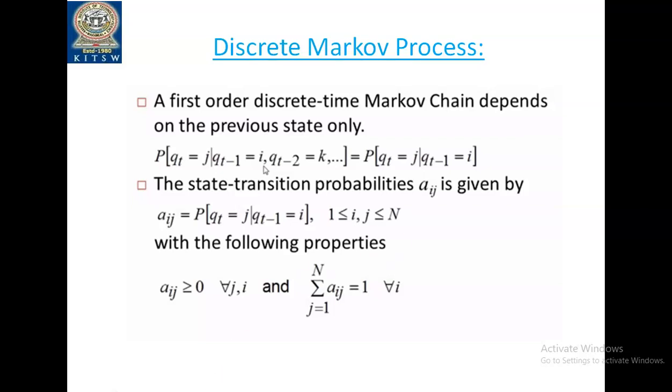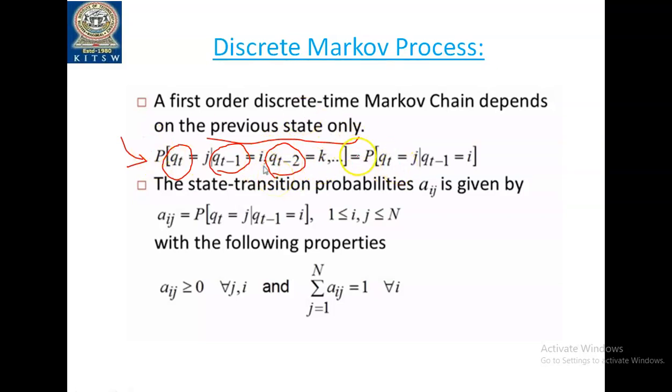This point is very important for us, because when you see the discrete Markov process, especially the first order discrete time Markov chain, it depends only on the previous state. Now let us see this. The probability of qt equal to j, where qt is nothing but the current state, given qt minus 1 equal to i, which is the previous state, comma qt minus 2, another previous state, and so on.